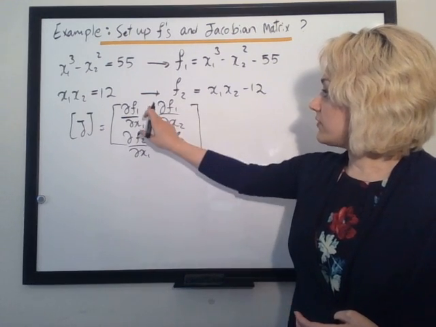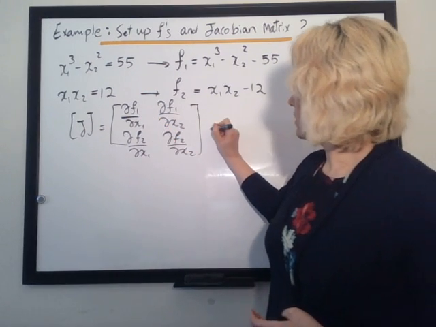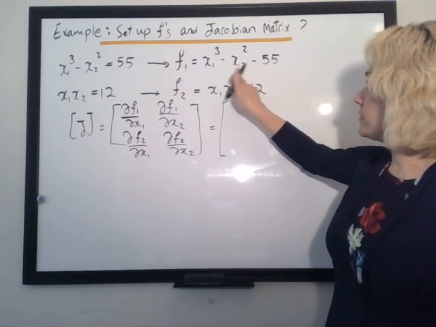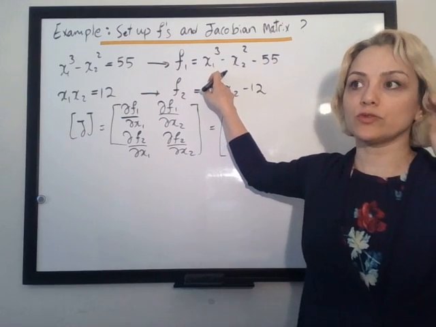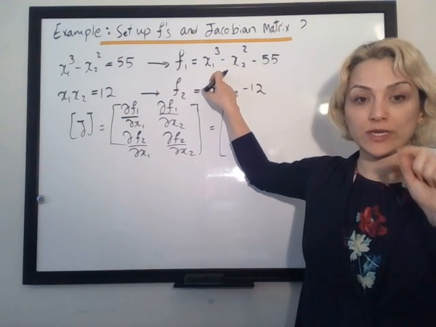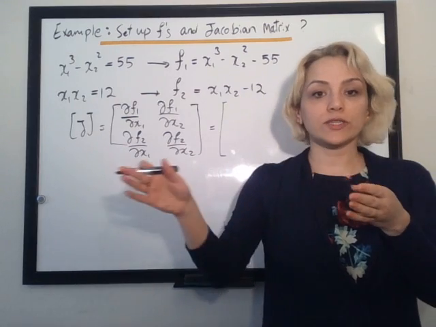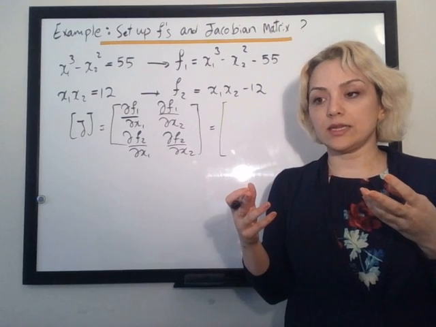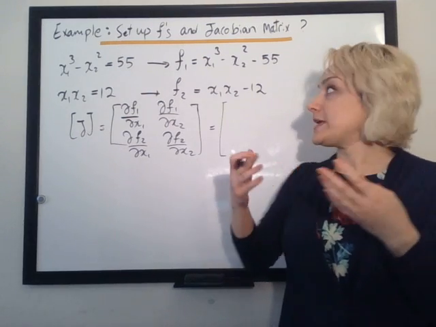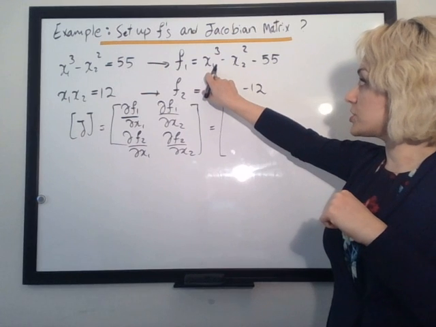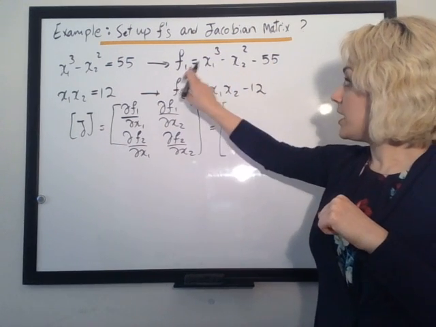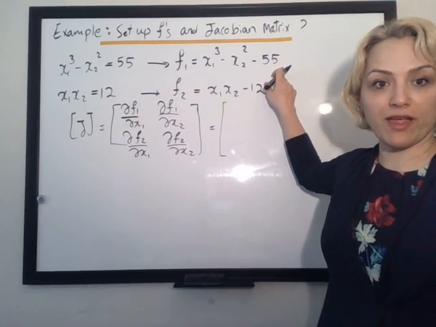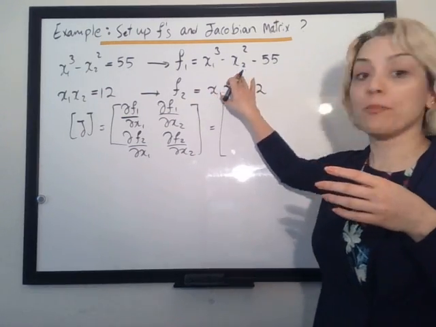So for the partial derivative of f1 with respect to x1, when we want to find the partial derivative of a function with respect to a specific variable, we ignore the rest of the variables. We think that the rest of the variables are just numbers. For example, here the partial derivative of this function with respect to x1, this x2 is like another 55, or some number, 20. So it's like a number here for us.